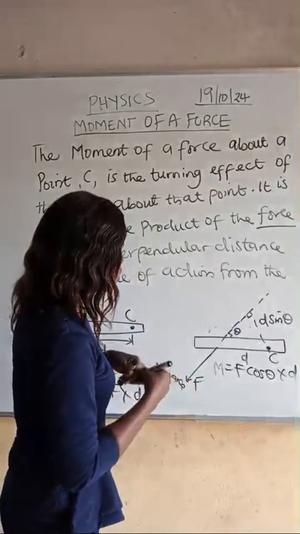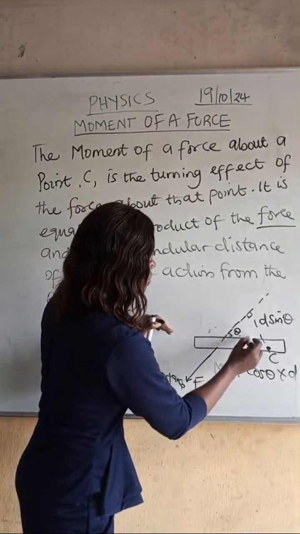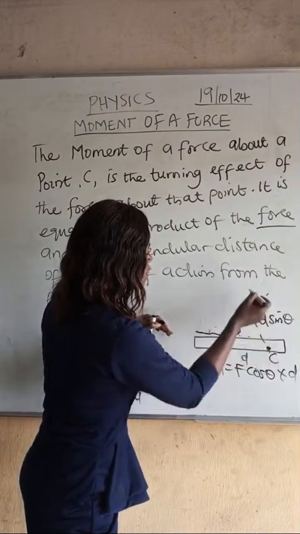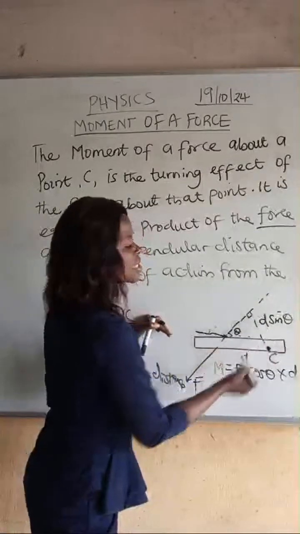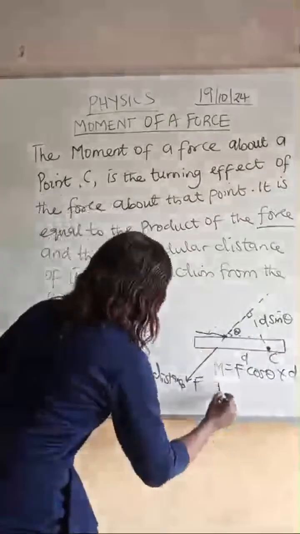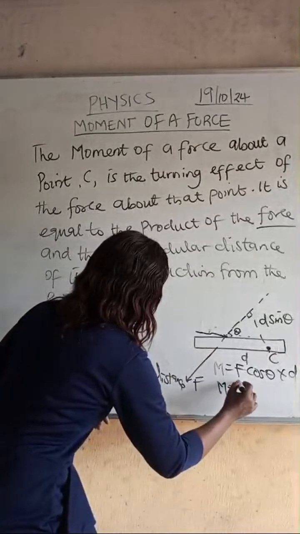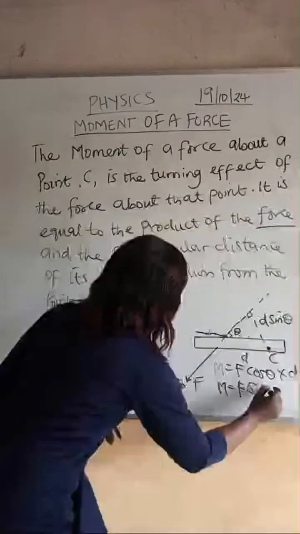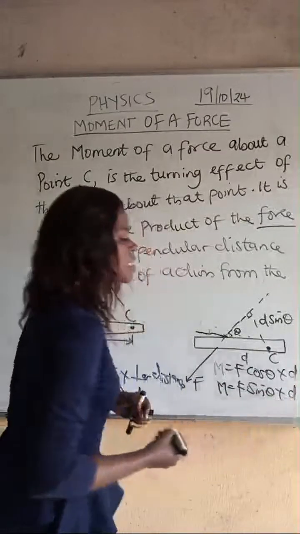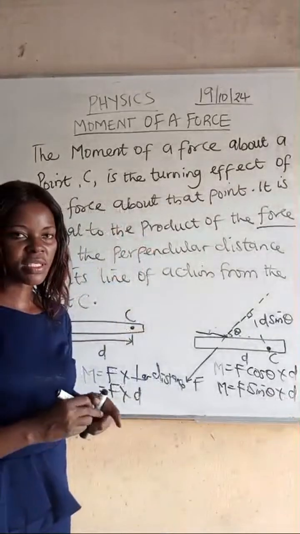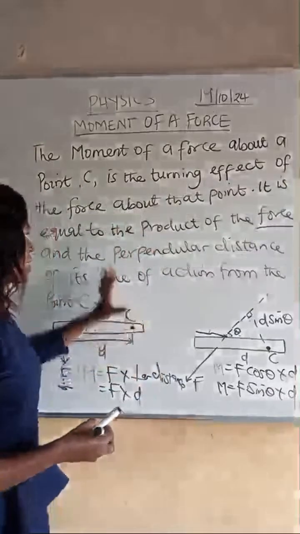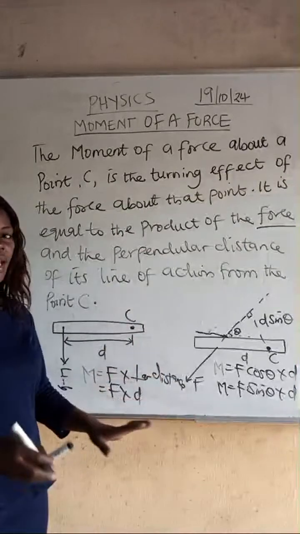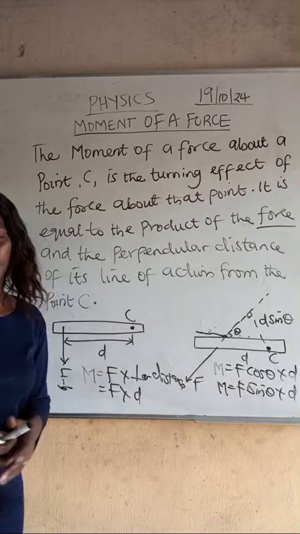This is when we are resolving to the horizontal component, that is, in respect to the horizontal component. While with respect to the vertical component, it is F sine theta. So the moment will also be F sine theta times distance. Do we understand? So that is what we can say under moment. I'm going to sketch it again and explain further.